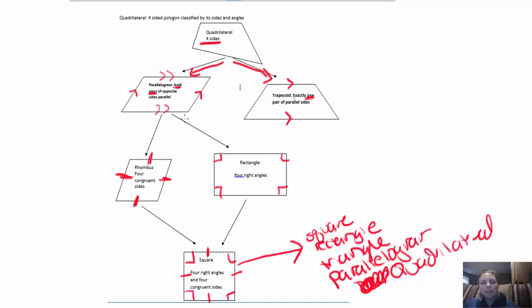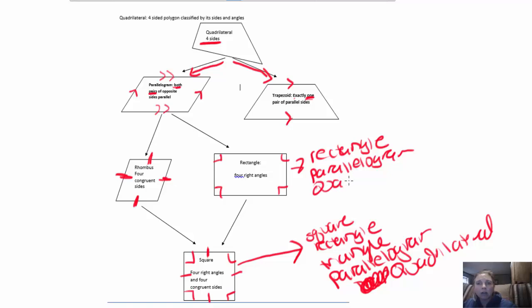If the book gives you a picture of a trapezoid, you would say it's a trapezoid and a quadrilateral because it meets both of those. If I gave you a picture of a rectangle, you would say it's a rectangle, but it's also a parallelogram, and it's also a quadrilateral. Oops, I spelled that wrong, but you know what I mean.